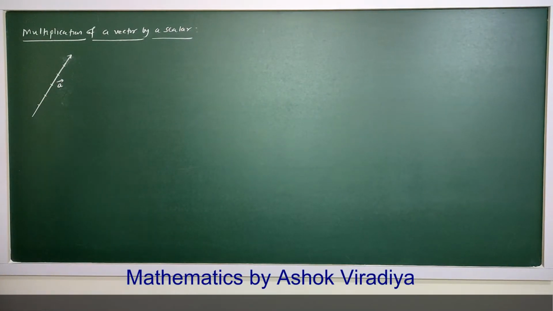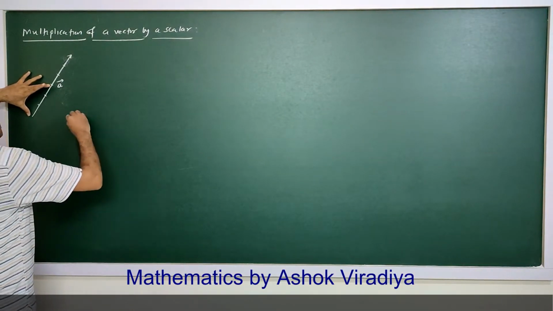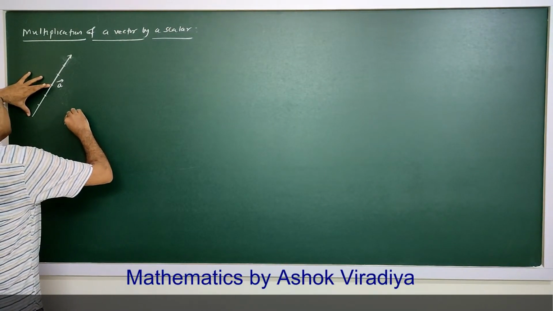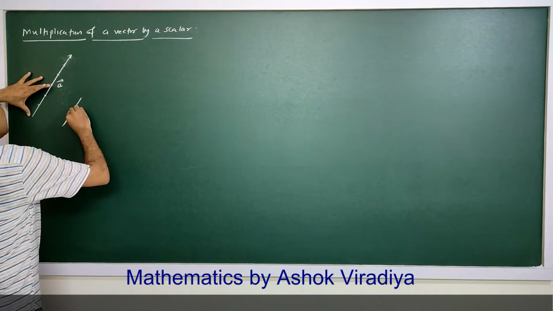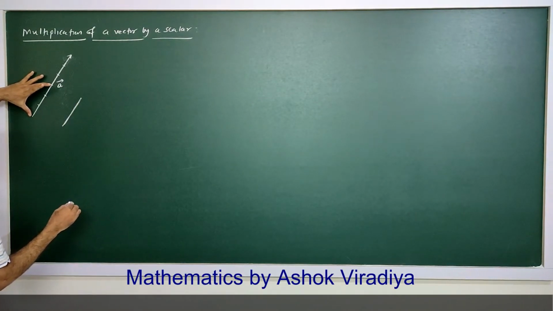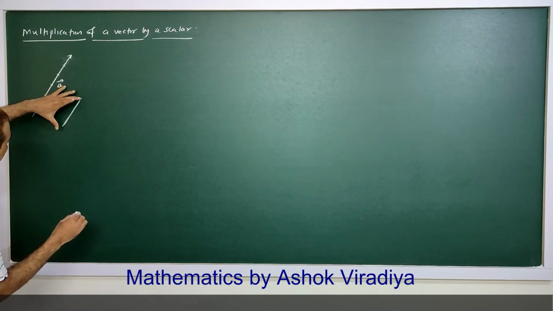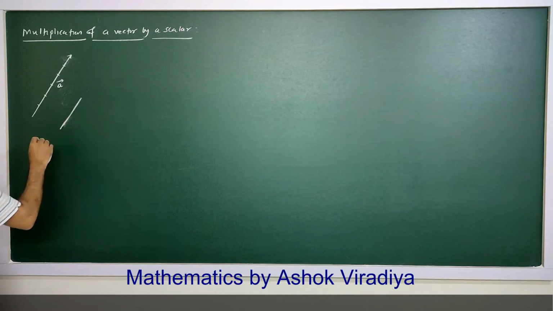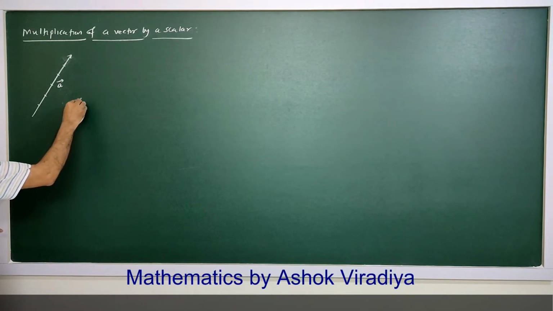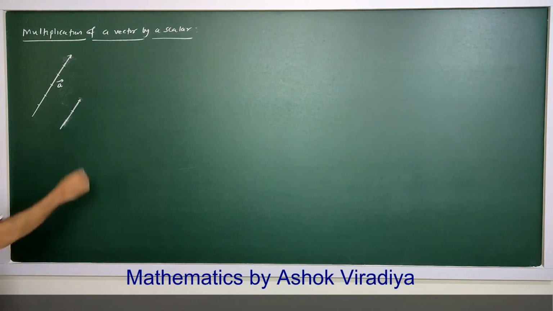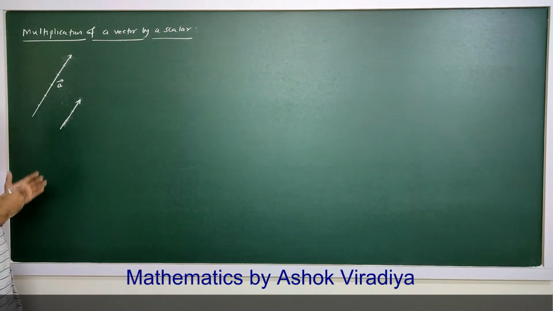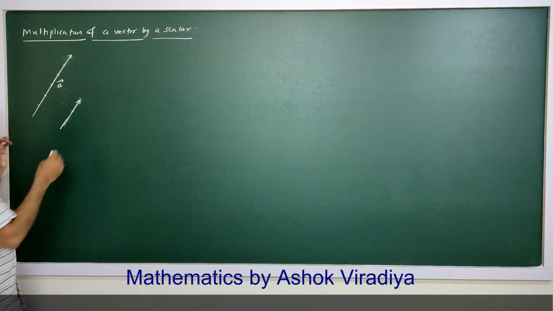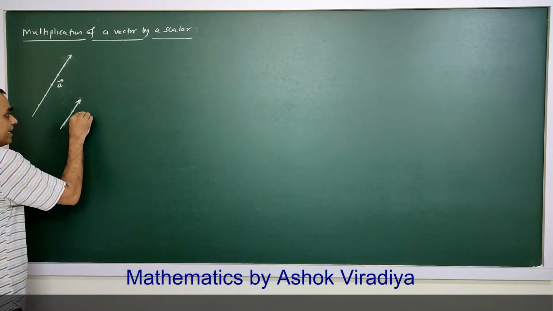Now I am making its magnitude half, without changing direction. See here, I am copying this part. So it is something like this: 1, 2, 3, keeping the same direction. So the magnitude is half, the direction is the same. So this is half times vector A.